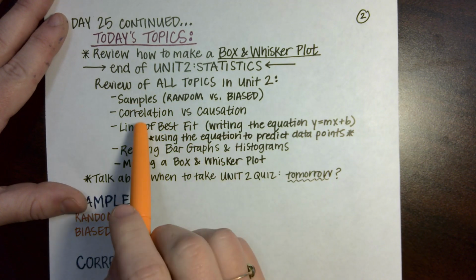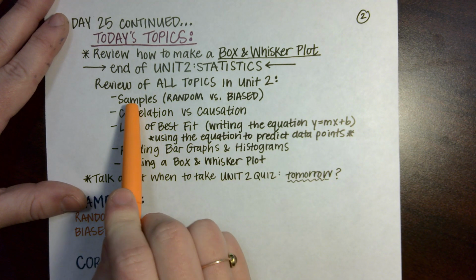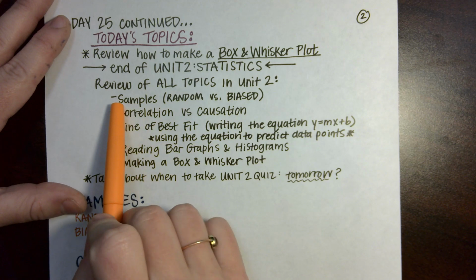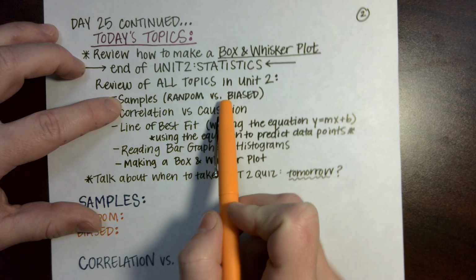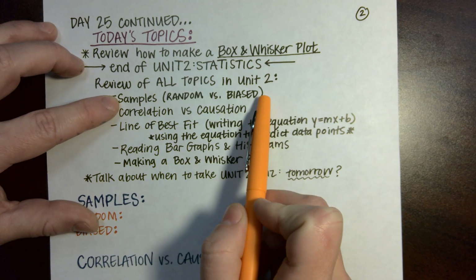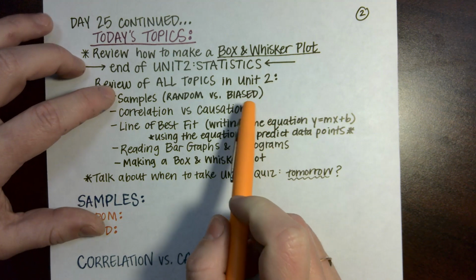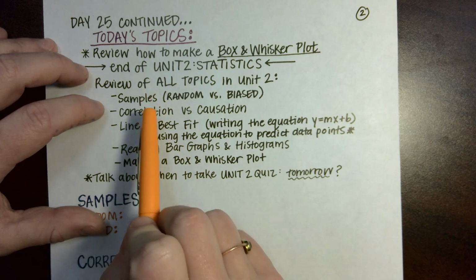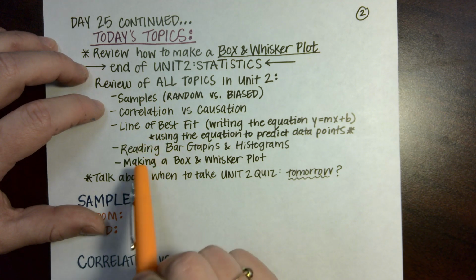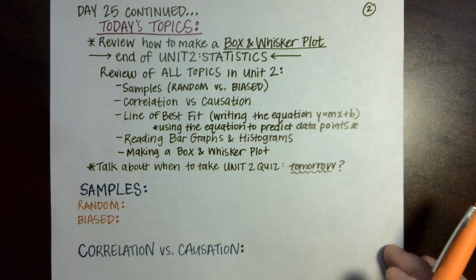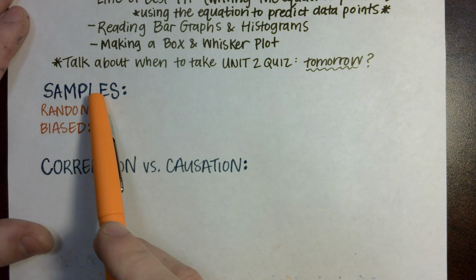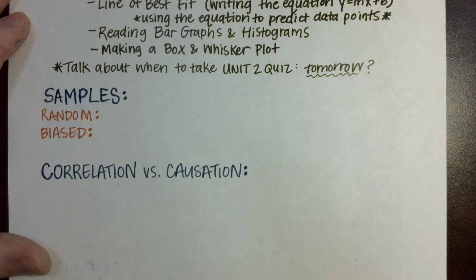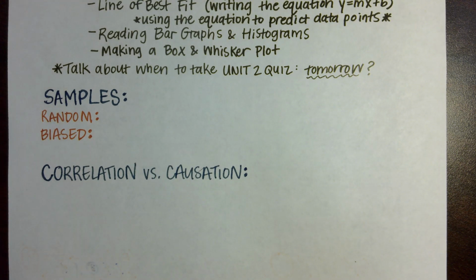The thing that we talked about first on our first day of the second unit was samples. We talked about random samples versus biased samples. So before we move on, let's talk about each of these points that I put for all the topics and make sure we understand them. Down below all these little points and asterisks, I wrote samples and then random and biased. Let's make sure we understand the difference between these two.